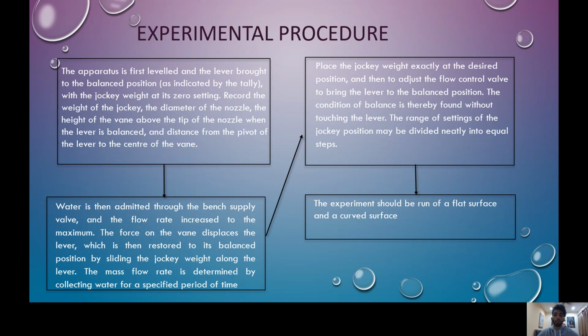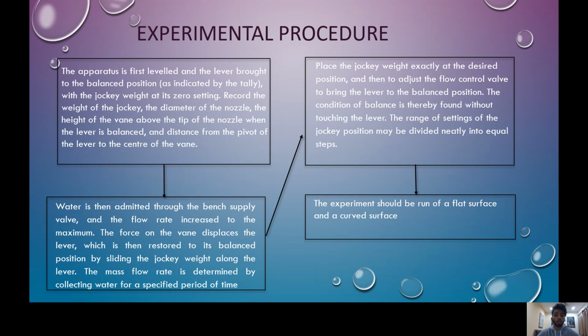Now, there are a few procedures or steps that we have to go through in order to perform this experiment. The first step is to ensure the apparatus is level and the lever brought to the balanced position, as indicated by the tally. With the jockey weight at its zero setting, record the weight of the jockey, the diameter of the nozzle, the height of the vane above the tip of the nozzle when the lever is balanced, and the distance from the pivot of the lever to the center of the vane.